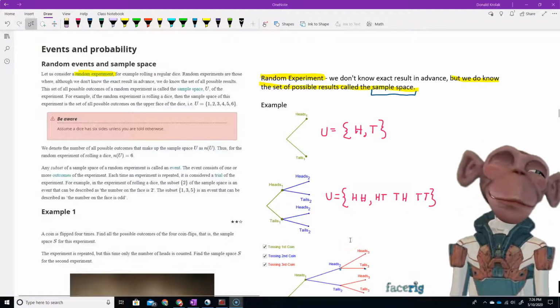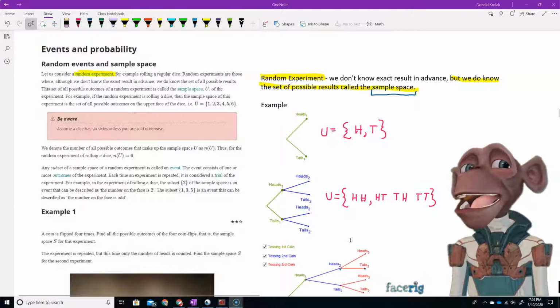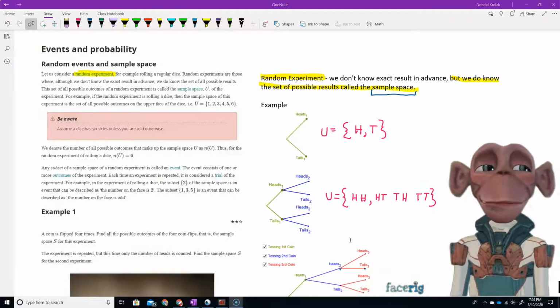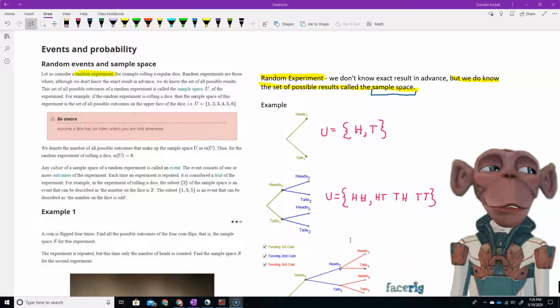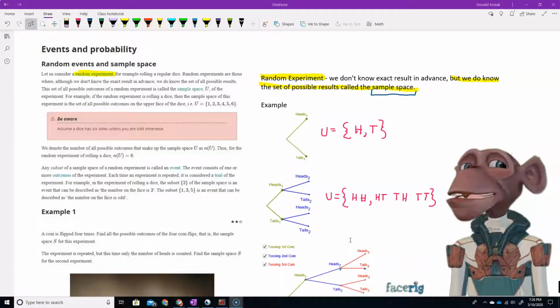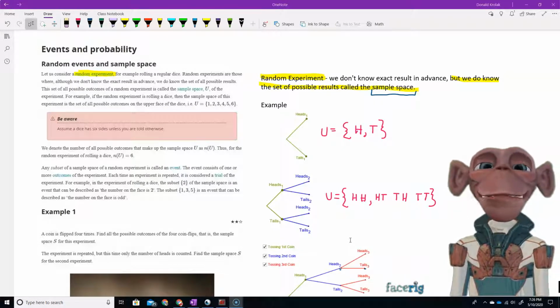And we're going to be talking about events and probability today, which is something you've probably seen in the past. So let's get cracking.